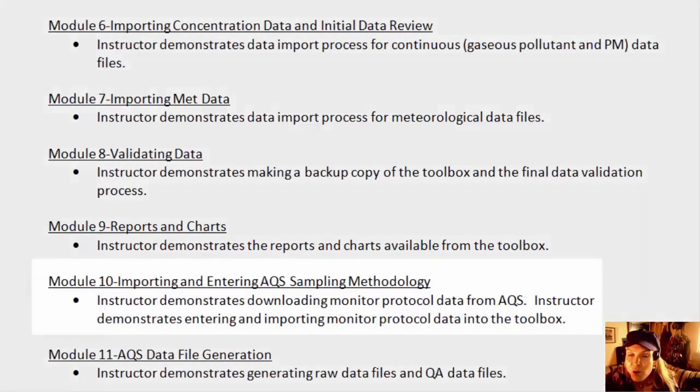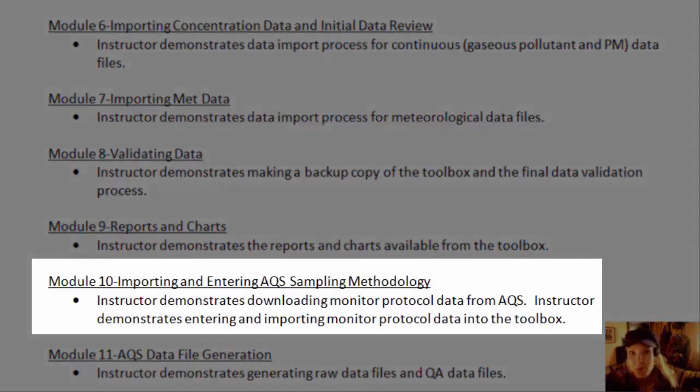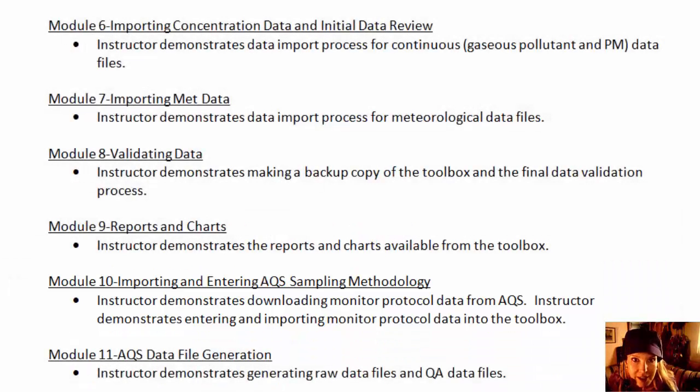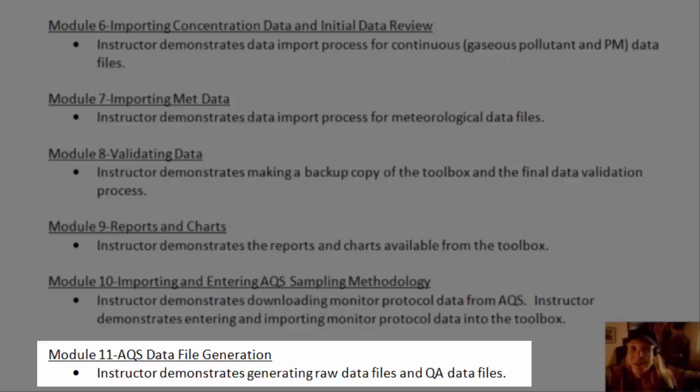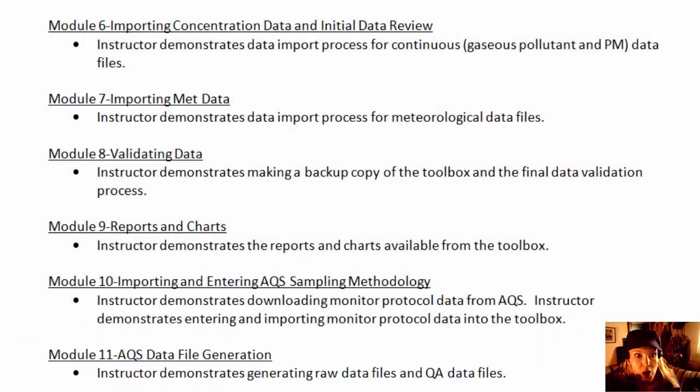Then module 10, we get into the stuff that is really boring but really important, the module in which you put in the AQS codes in terms of the protocol codes for your site, for your sampler, for your method, for your units, and you get those established one time in the toolbox, and then as long as you don't change, you can produce AQS data files, which is what we do in the last module, module 11, AQS data file generation for both your parameter data, like your continuous data or your metadata, and your QC files. So that is an overview of the modules.